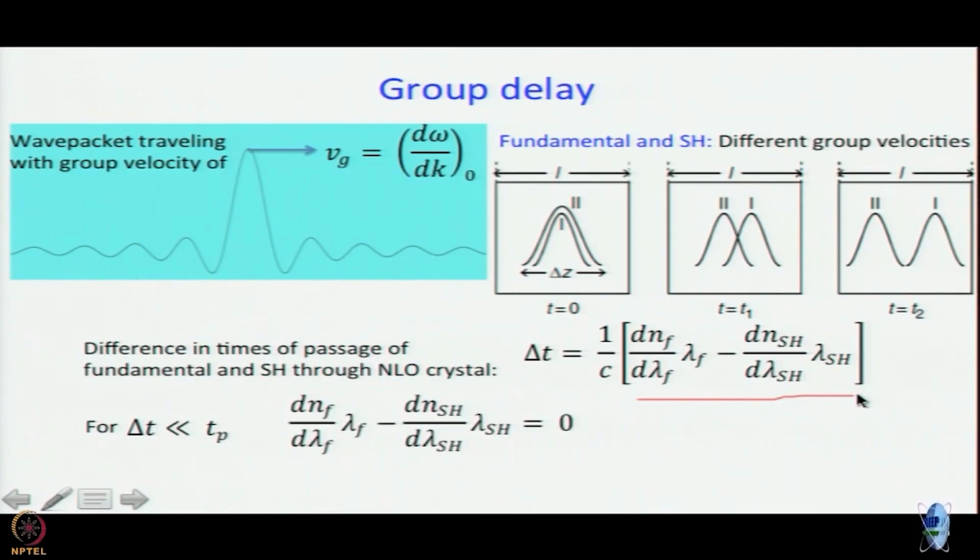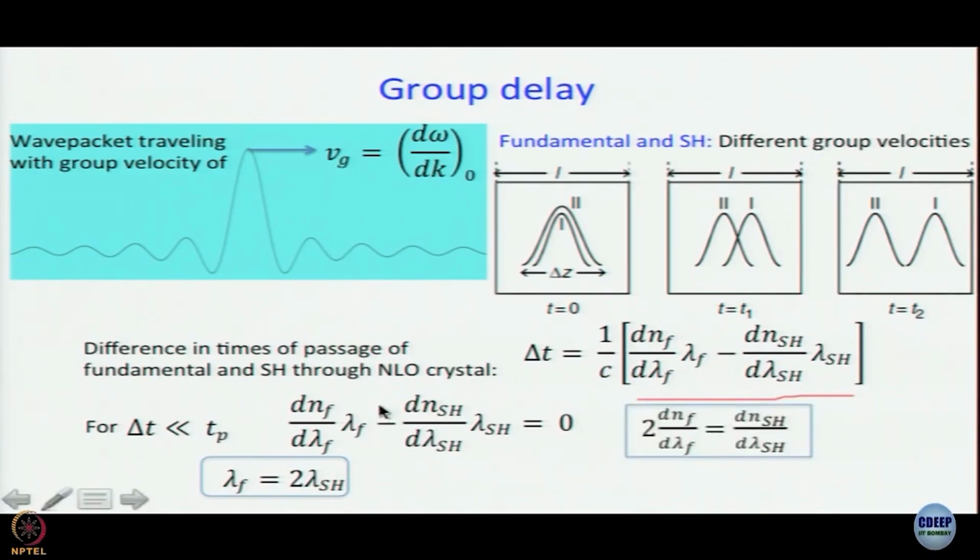While doing that, do not forget something. When you equate that to 0, is there some relationship between lambda f and lambda second harmonic? There better would be. What is the relationship? Yes, lambda f equal to 2 multiplied by lambda second harmonic. So, putting this expression into this, what do you get? You get something like this. Okay. This is another condition.